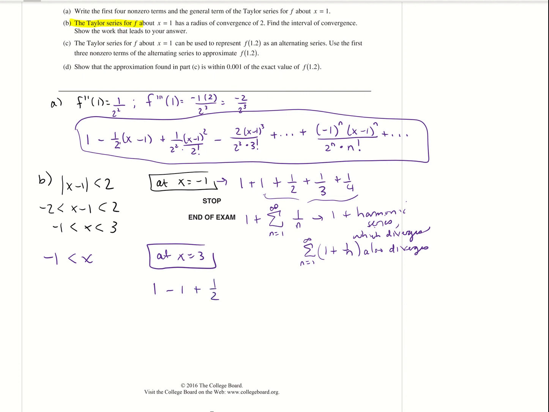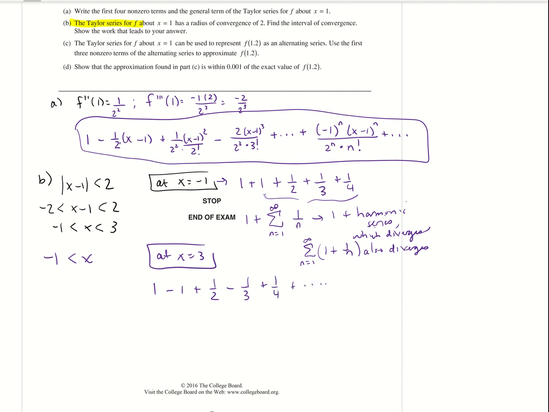If I plug in a 3 in this next one, I get 2 cubed, which is 8, which will cancel with the 8 down here. Now this minus is still here, so I have negative 2 over 6, or negative 1/3. Notice this one's alternating. And so forth. The next term would be positive 1/4, and so forth.